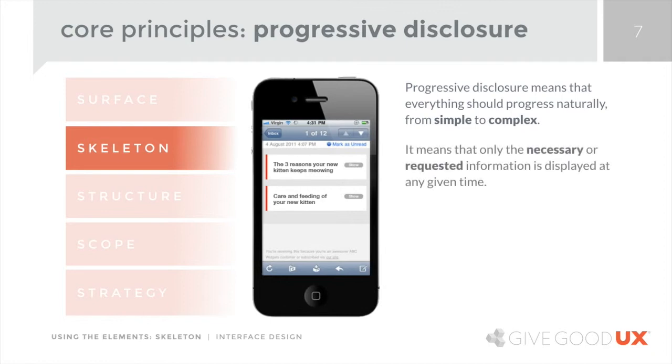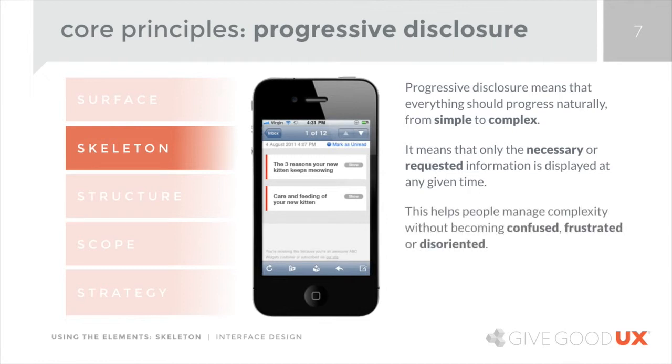What that means is that only the necessary or requested information is displayed at any given time. I only want what I need right now to accomplish what I'm trying to do. I only need what I've asked for. I don't want anything other than that. I don't want anything that interferes with what I'm trying to accomplish. So progressive disclosure helps people manage complexity without becoming confused or frustrated or disoriented. That disorientation comes from noise.